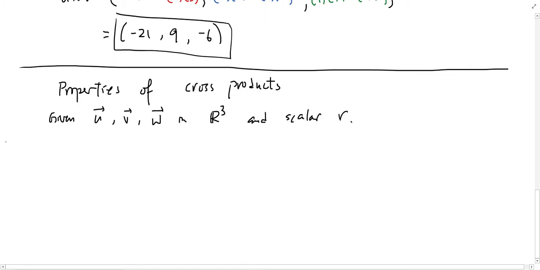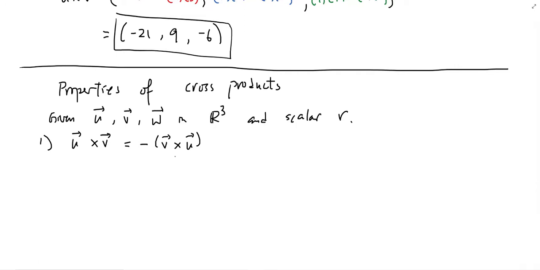Let's say R. There are many different properties for cross product, but I just want to show you these three. Number one: what if I take vector u cross vector v, and if I reverse the order of the cross product, what happens? You actually get the opposite perpendicular vector. So cross product is not commutative, it's anti-commutative, meaning you get the opposite of the cross product when you reverse the order.